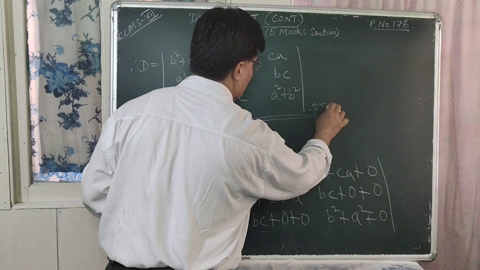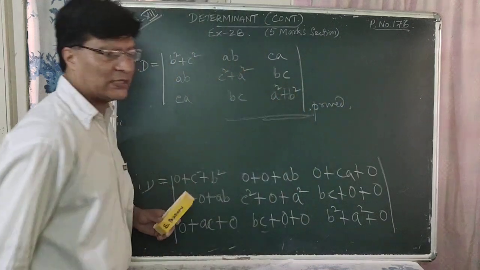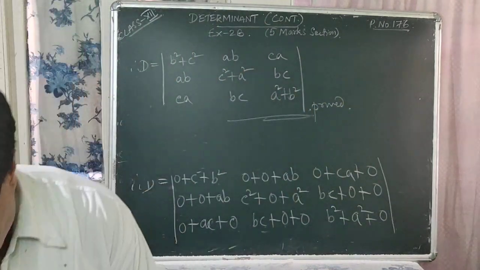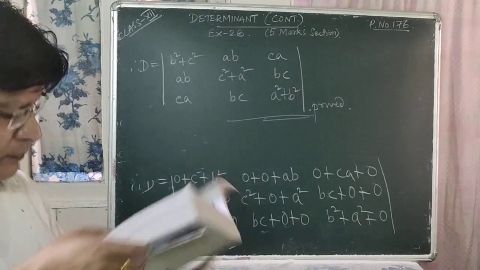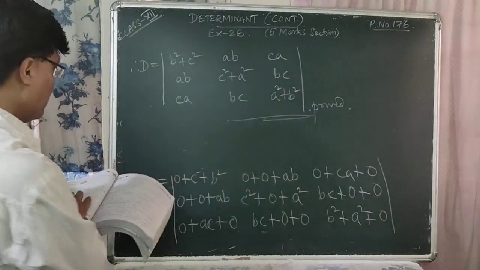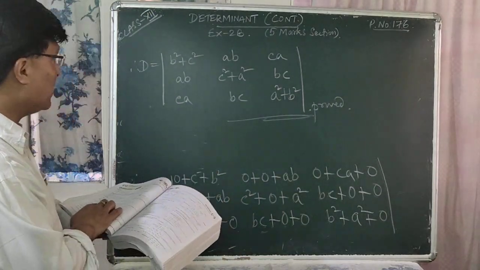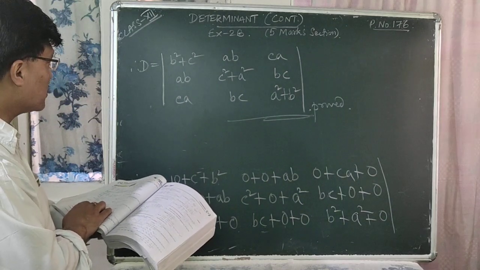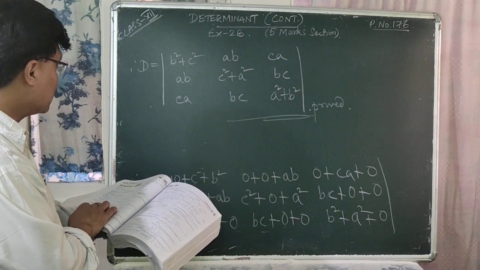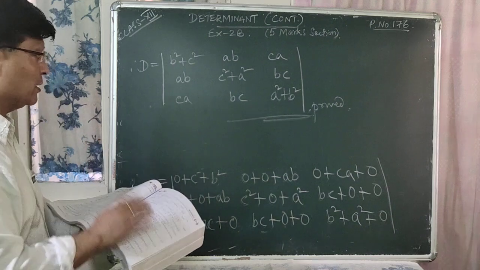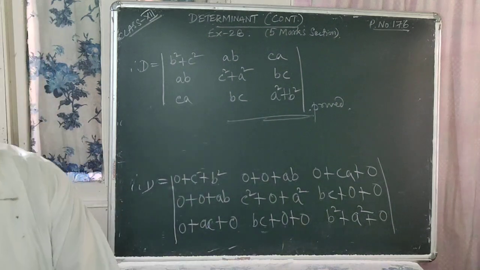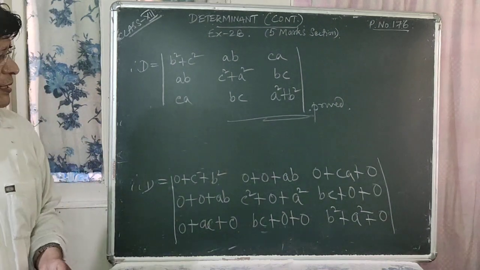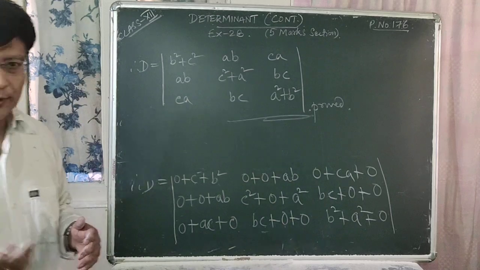So I think it's proved. It is proved, right? Let us check the answer. B square plus C square, AB, AC, AB, C square plus A square, BC, and CA, BC and A square plus B square is correct. So I think you've understood it. You can revise it at home. So we'll do the next question, right?